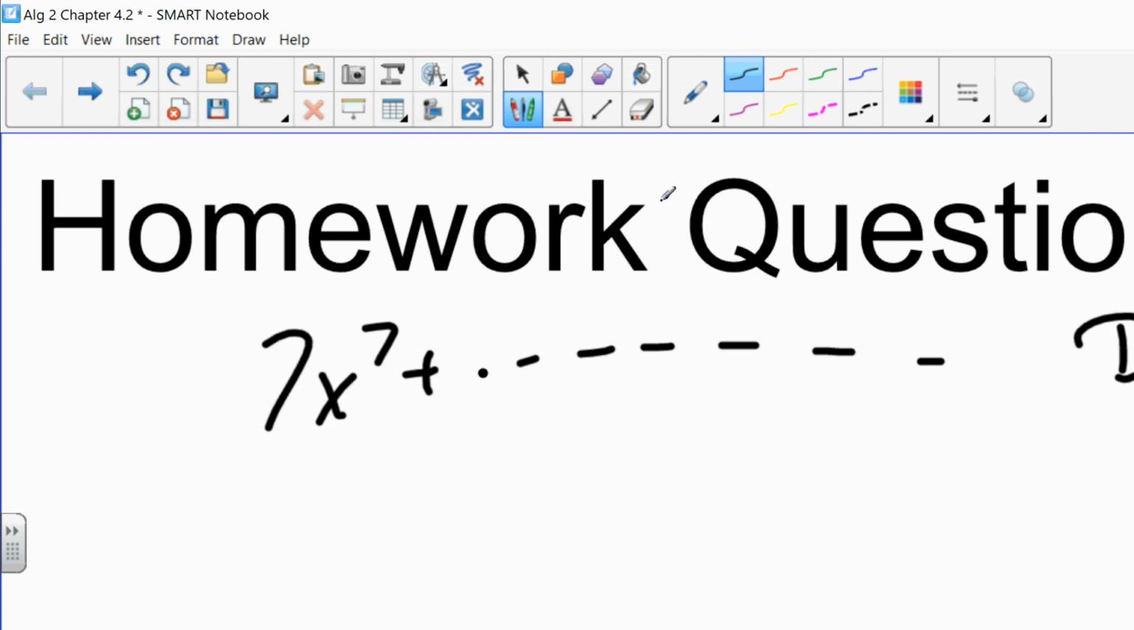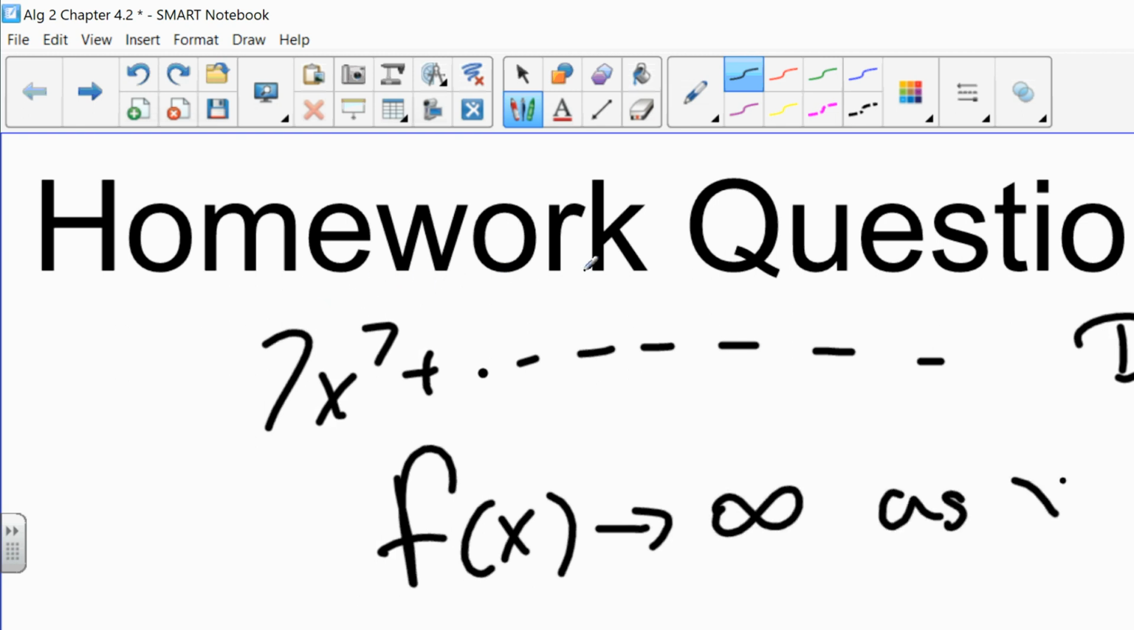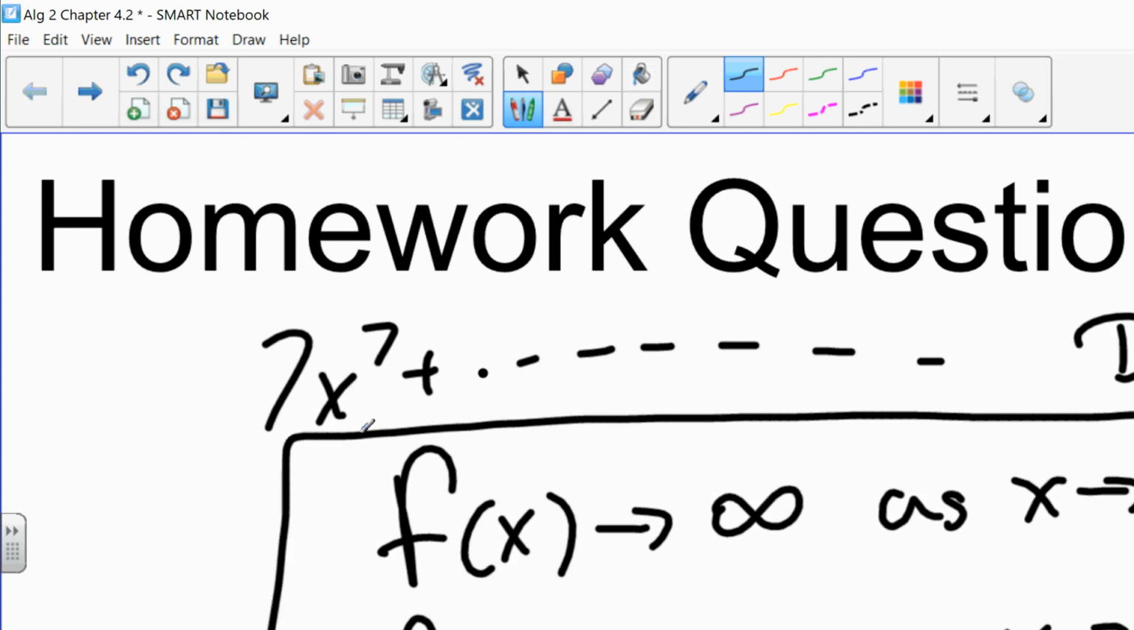And if we look at this here, the degree is odd, and the leading coefficient is positive. Now, we would look back at the chart because we had only 4 examples that we could have. And since it's odd, it means it's going to end up going in opposite directions. And positive is going to tell me that f of x approaches infinity as x approaches infinity. And it also means that f of x is going to approach negative infinity as x approaches negative infinity, and that would be it.